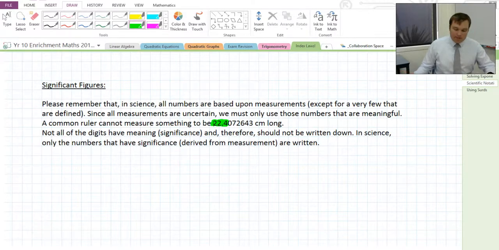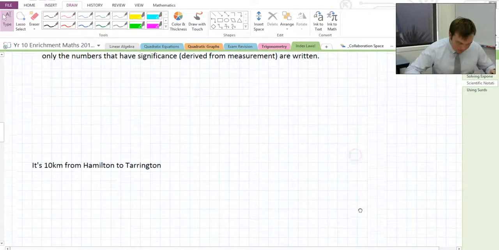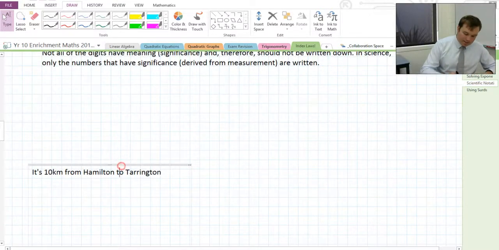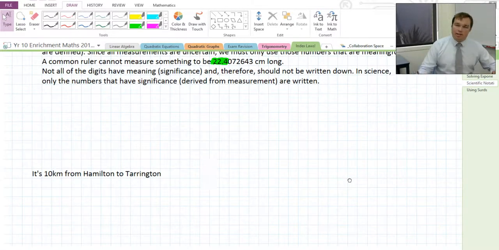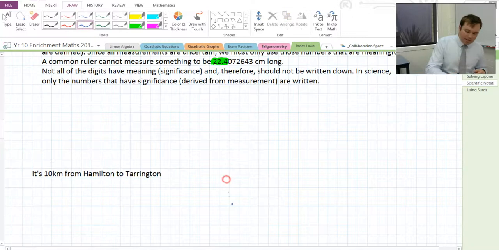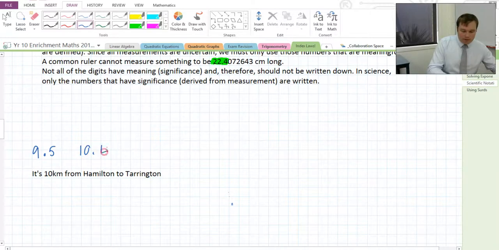So in science, we use the number of significant figures in an answer to give an indication of how precise our measurements are. Alright, I'll give another example. Say it's 10 kilometers from Hamilton to Tarrington. Now note, 10 kilometers, when just in conversation, you implicitly assume that really means anything between 9.5 and 10.4999 kilometers.